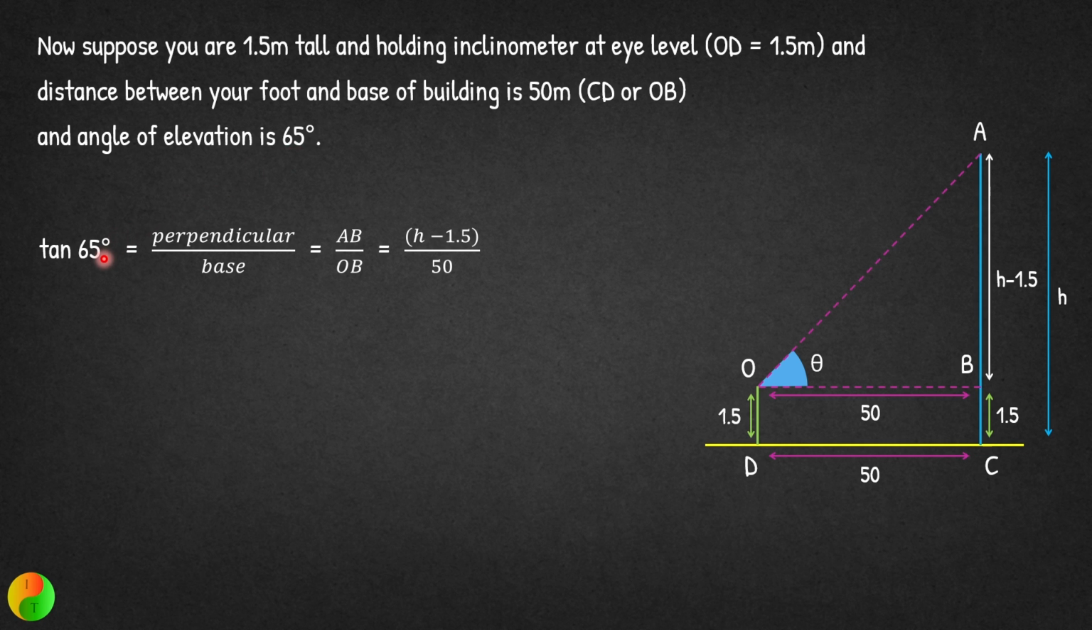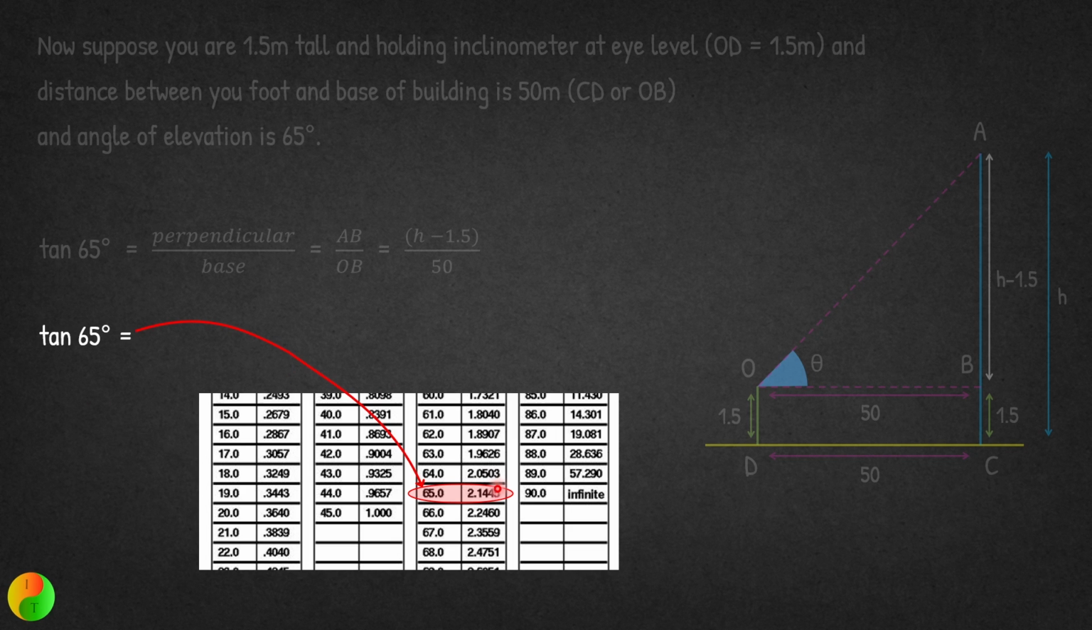So tan theta is equal to perpendicular upon base. Here the perpendicular is again AB and the base is OB. So AB is equal to h minus 1.5 and OB is equal to 50. The value of tan 65 can be found in the tan table, which is approximately equal to 2.1445.